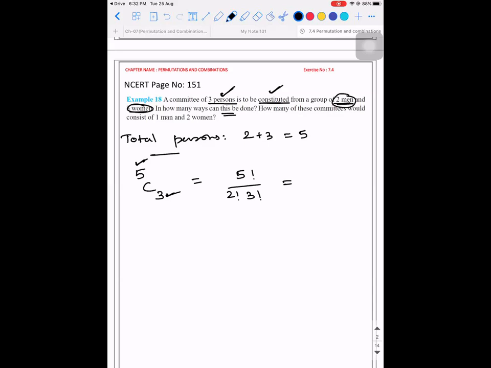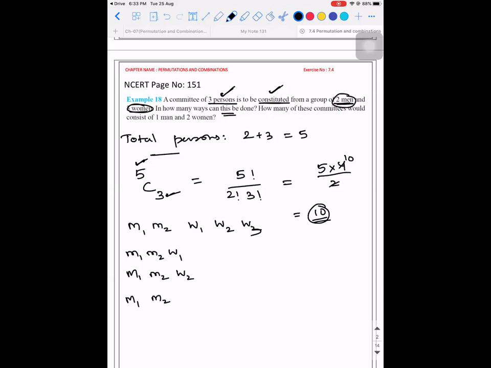Is it clear? 10, sir. So you can do it in 10 ways. Okay. So how we can do is, if you want to see, since 10 is a small number, we can actually write and see. Man 1 and man 2, woman 1, woman 2, and woman 3. So what are all the ways you will choose? M1, M2, W1. M1, M2, W2.